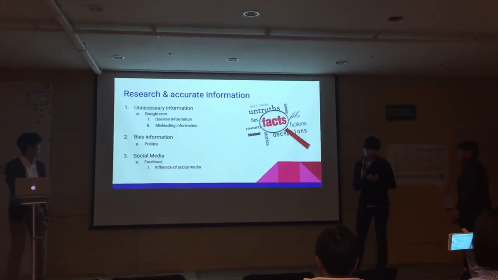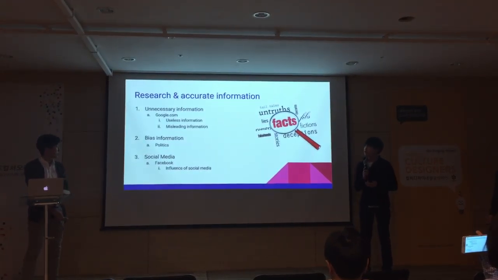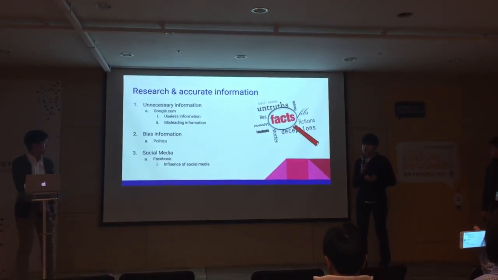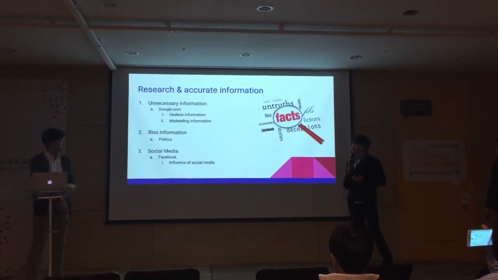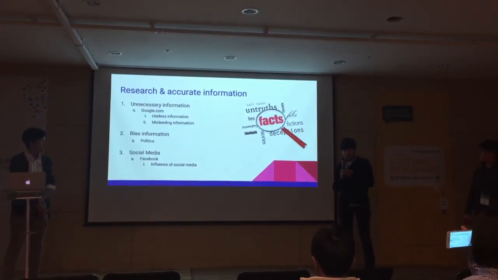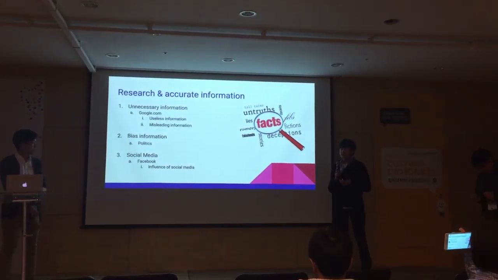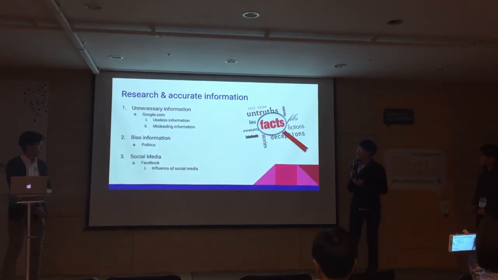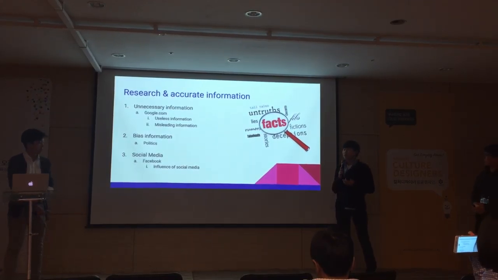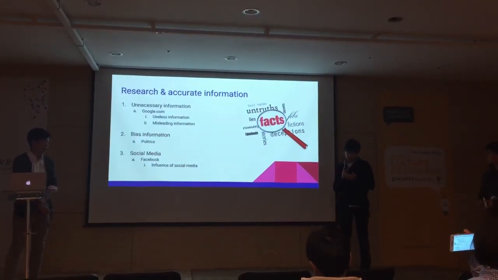Information that you need to know. About an average 60 million sites will come out on Google, and the majority of them are useless or misleading information. So we think that among these information sites, the majority of them are inaccurate and can be misleading, which can affect our learning.